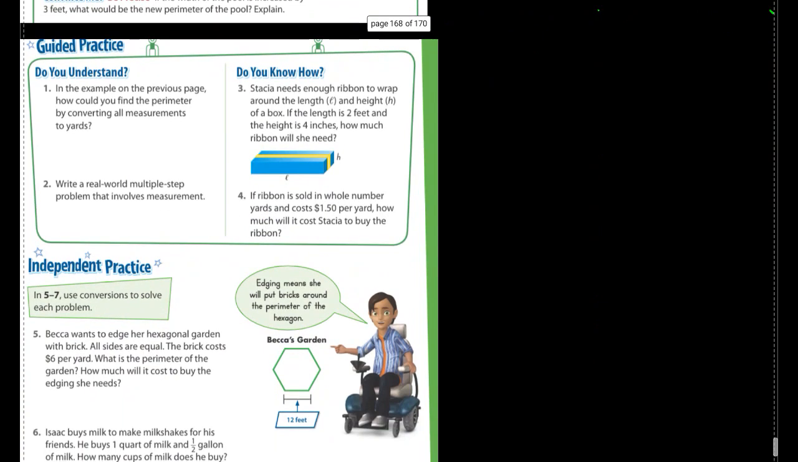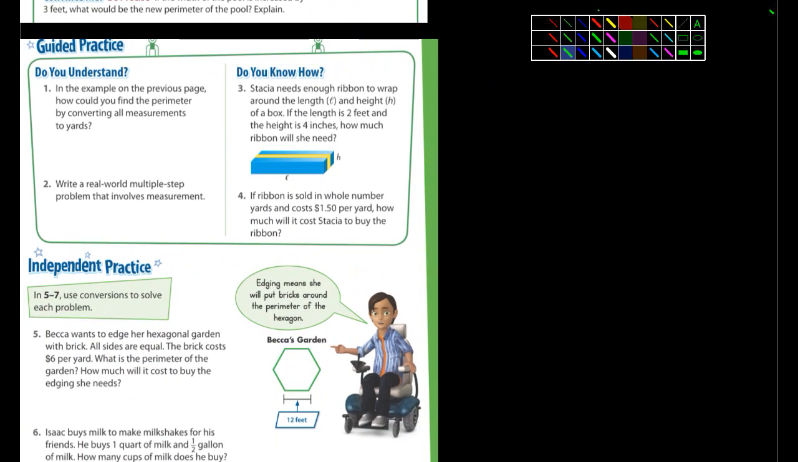Okay. All right, that's what you're doing in this particular lesson. So this is, in a way, review because you're using information that you've already been taught. So I'm not worried about number 2 here, although maybe we'll do Quizizz or Gimkit, that you can make up your own problems? And maybe we'll have some perimeter problems, have you guys make up some. All right, number one, in the example on the previous step, how could you find the perimeter by converting all the measurements to yards? Well, we just did that.